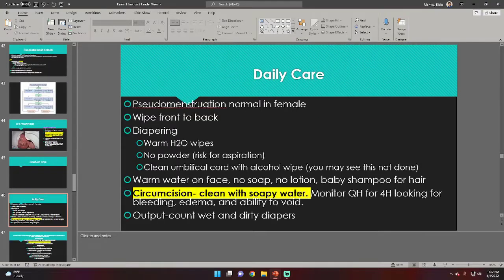All right, newborn care. Within the normal, the young female, we might have pseudo menstruation. So it's normal if there's any blood there. Of course, we're wiping front to back. We're going to be doing diapering. We're doing warm, of course, warm to prevent any cold. They're warm water wipes. We're not doing any powders. We don't want to aspirate. We're cleaning.